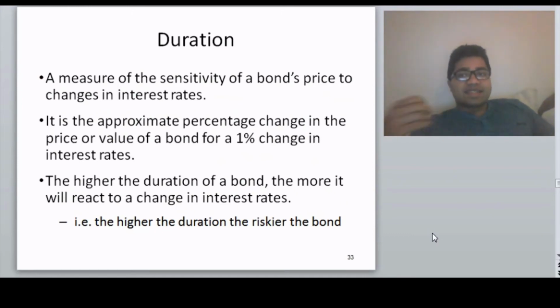Duration measures the sensitivity of the bond. It combines maturity as well as the coupon factors. So it means how much the bond will change for a 1% change in interest rate. Higher the duration, more risky is the bond. It is a measure of the sensitivity of a bond's price to changes in interest rate. It is the approximate percentage change in the price or value of a bond for a 1% change in interest rate. The higher the duration of the bond, the more it will react to interest rate change. So the higher the duration, the riskier the bond.